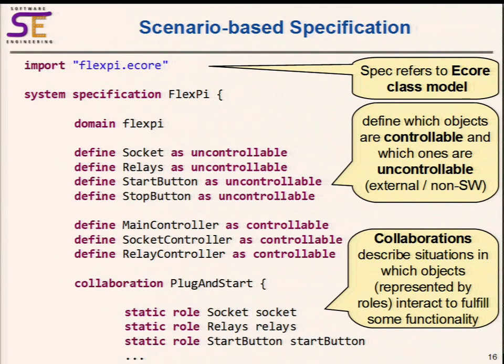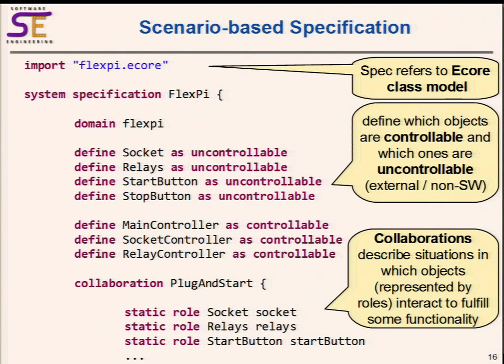And then we define collaborations. Collaborations are some units of behavior. A collaboration describes how objects interact to fulfill some functionality in some situation. So we may have a collaboration where we model how the plugging and starting should work. There may be another collaboration saying how the stopping and unplugging works. This could also be one if you want. You can detail it further. So this is just something to modularize your pieces of behavior.